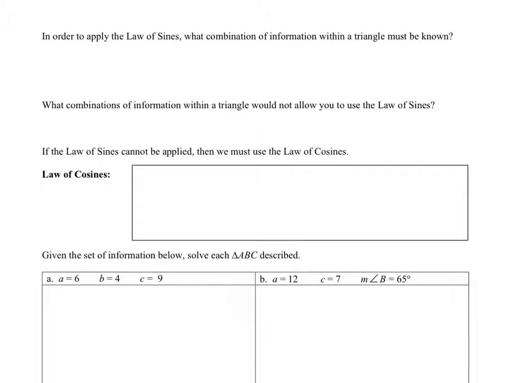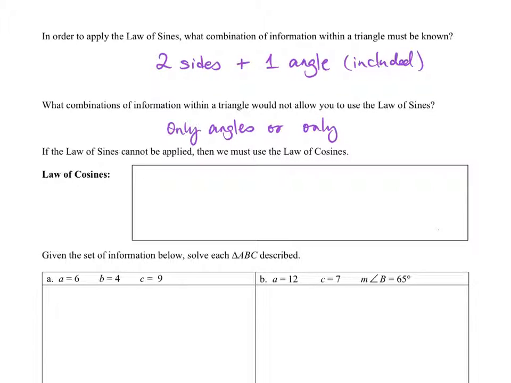Now, in order to apply the law of sines, what combination of information within a triangle must you know? You must know two sides plus one angle, and that angle has to be an included angle. And what combination of information within a triangle would not allow you to use the law of sines? If you only have information on angles, so only angles, or only sides, it doesn't work. You really need to establish a relationship between the angles and the sides, so at least you need one from each.